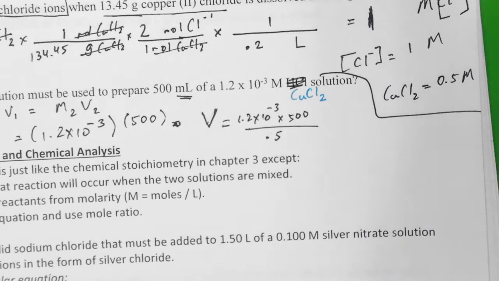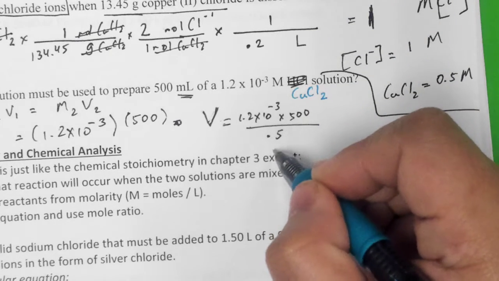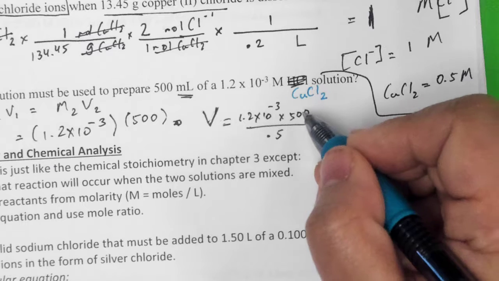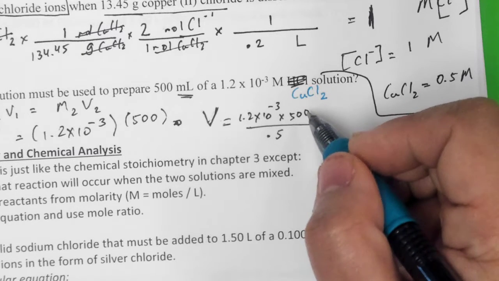Okay, so there's two different ways to do it, but either way is the same thing. One other way is, notice that divided by 0.5 is the same thing as multiplying by 2. So that means that 500 becomes 1,000. See that? That's one other way.